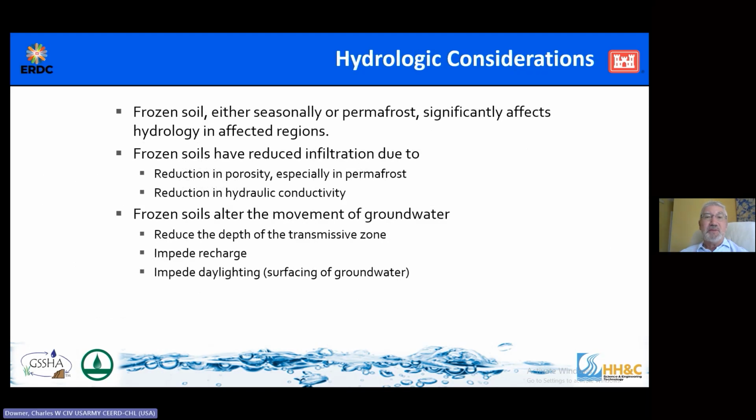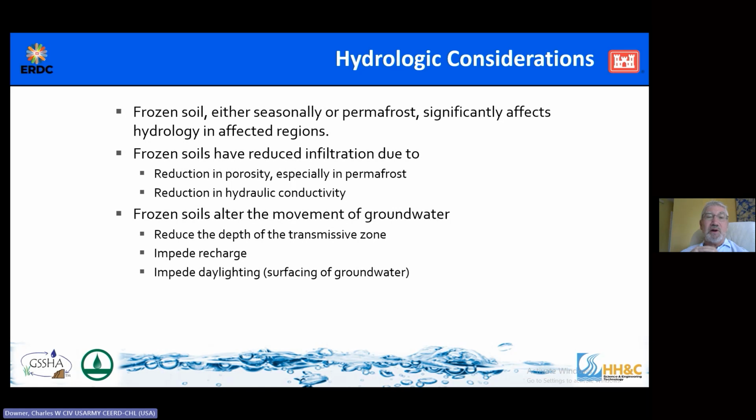So, that's temperature and soils, but this is about hydrology. How does that affect our hydrology? Frozen soil, either seasonally or in permafrost, is going to significantly affect the hydrology in the affected regions. Frozen soils reduce infiltration due to the reduction in porosity, especially in permafrost. If the soil is wet and it freezes, the number of holes, really the number of pathways in that soil, is going to go down.